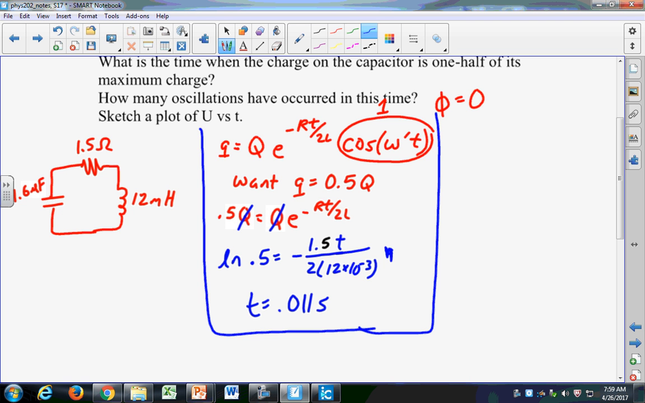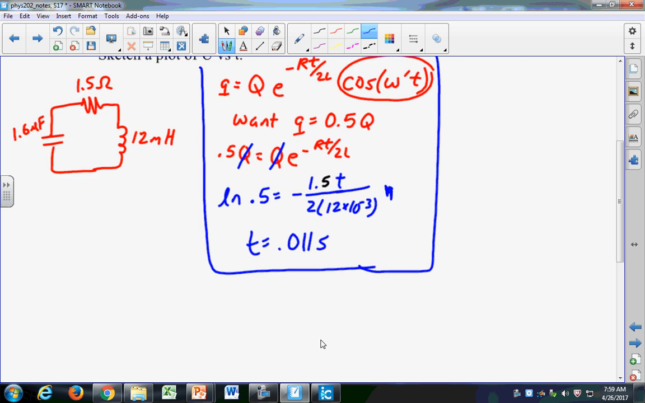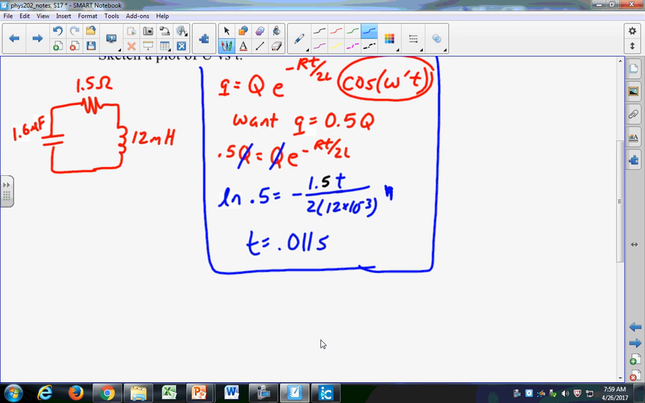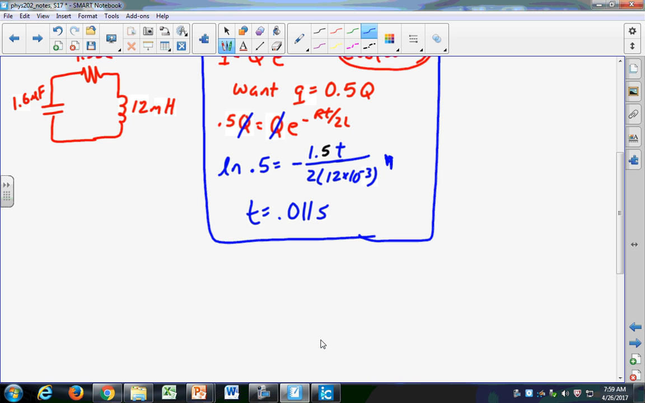You could also conceive of, if I gave you the total charge, that you could find the charge at a particular time as well. Now I also want to know how many oscillations occur in this time. In order to do that, I need to think about my frequency.